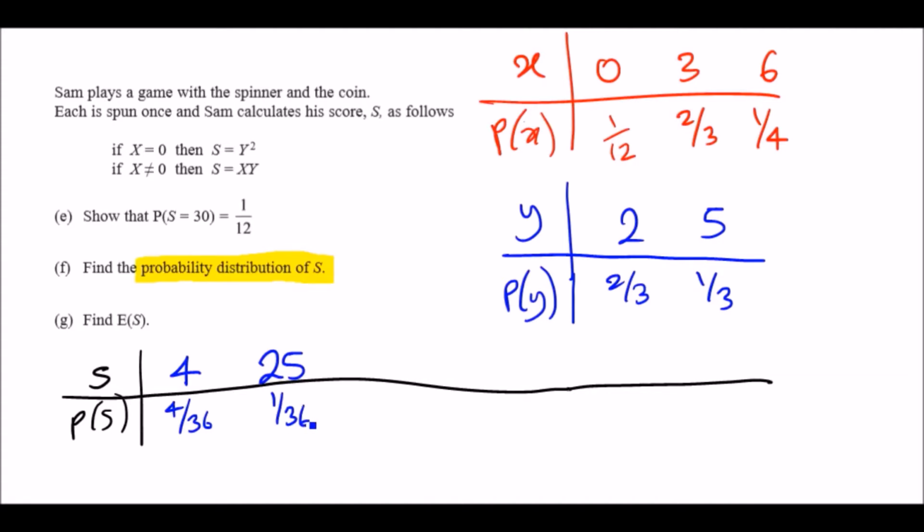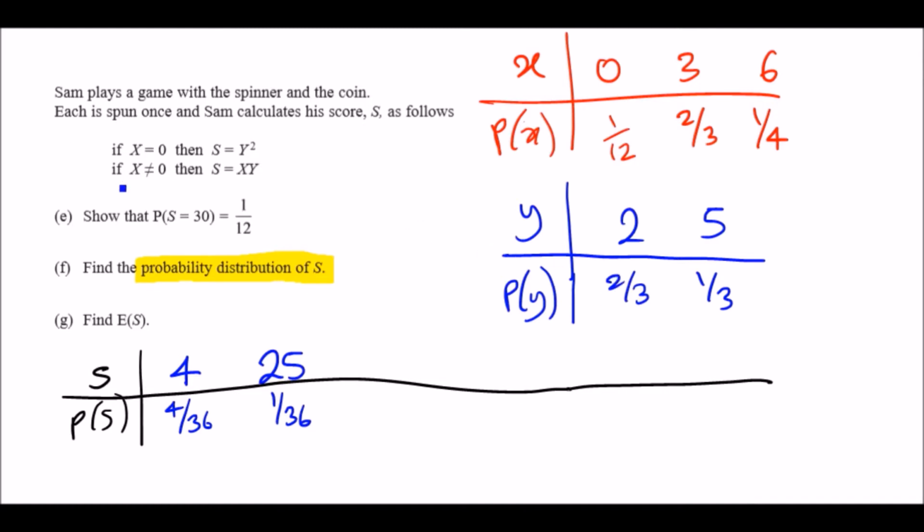So this is quite easy, this one. Be careful not to square these values, because remember, you're only spinning it once, not twice. Even if it says y squared, it means that your final score will be y squared, not the probability is y squared. So that's one thing to take into account.